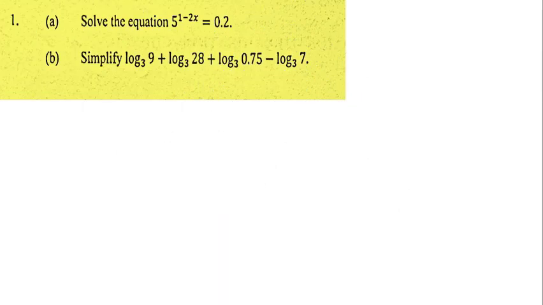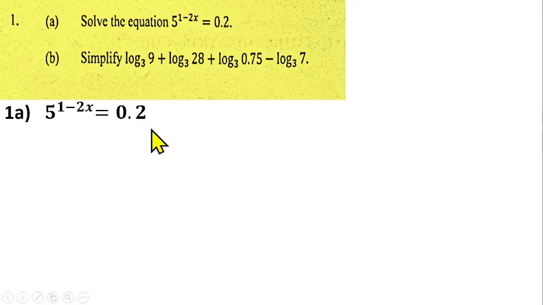Now the first question is what you are seeing on the screen right now, and question number 1A is from Indices. You have to solve the equation 5 raised to power 1 minus 2y equals 0.2. So like I said, it's from Indices. Of course this is an exponential equation. We have 5 raised to power 1 minus 2y equals 0.2.